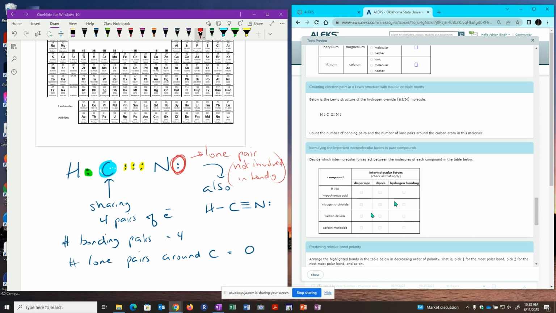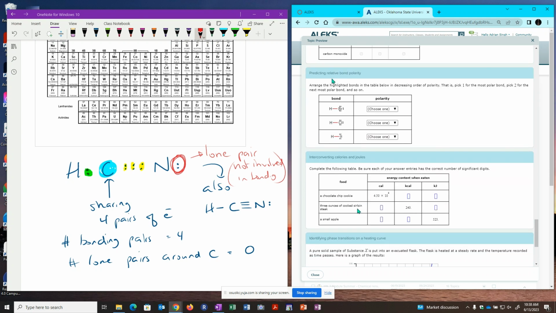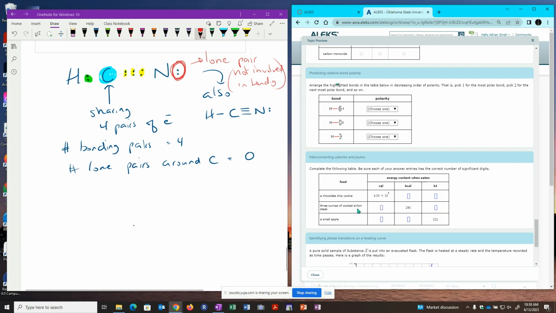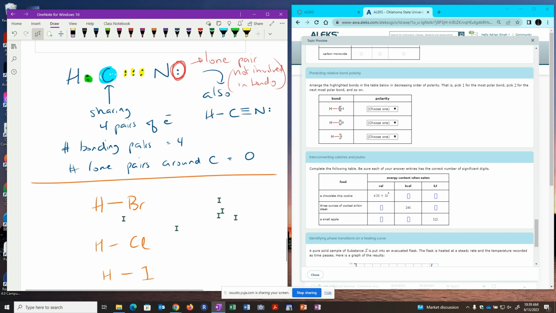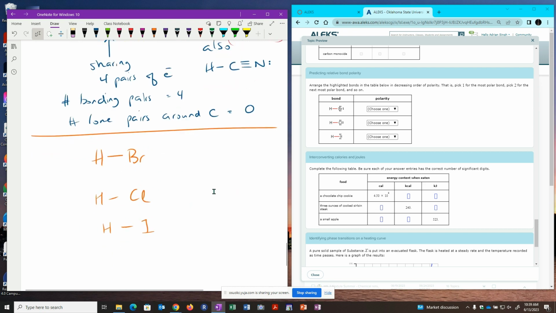All right, let's jump down here to the relative bond polarity. It's asking us to rank the polarity of the hydrogen bromine bond, the hydrogen chlorine bond, and the hydrogen iodine bond, where one is the most polar and three is the least polar. All of these three compounds have one thing in common, and that's the hydrogen. That's common to all of them. What's different is what the hydrogen is connected to. The hydrogen is connected to the bromine, to a chlorine, and then to an iodine.